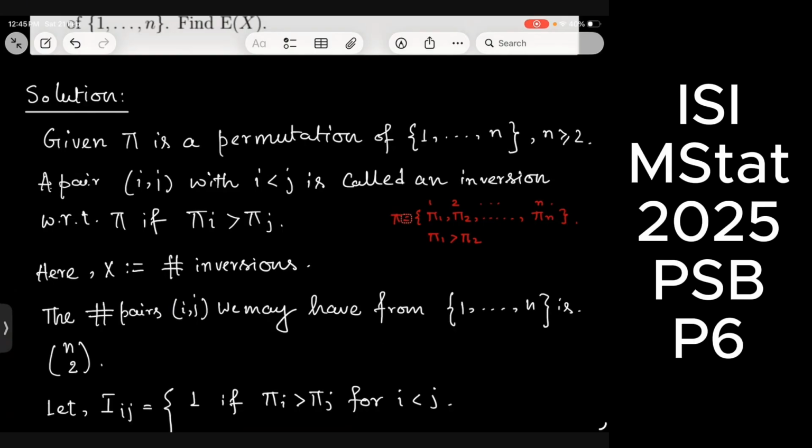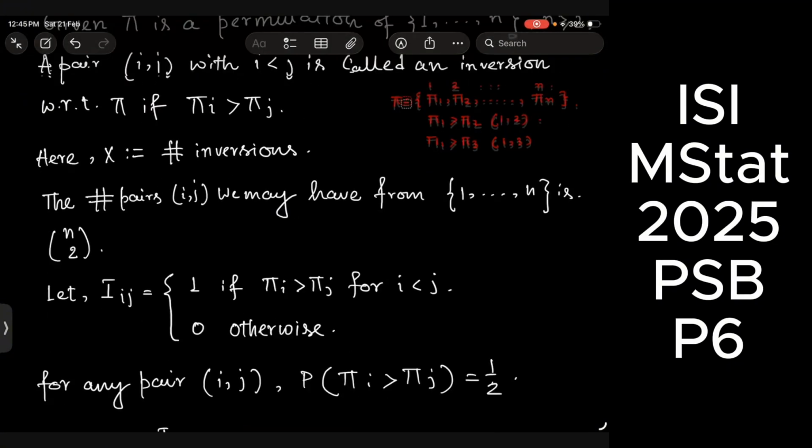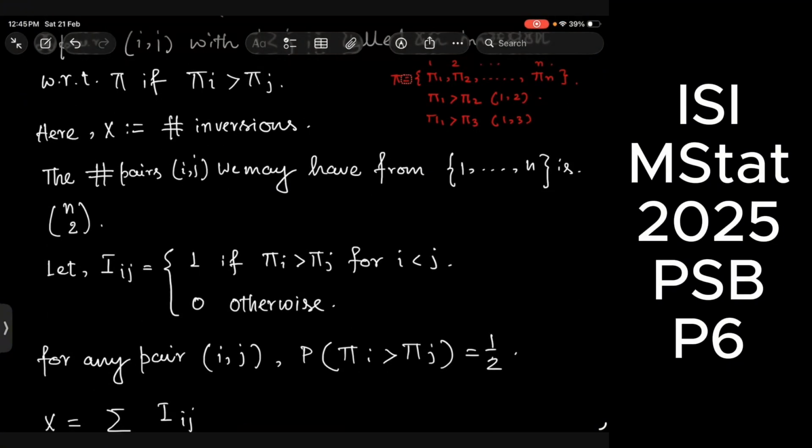So it can be 1, 3. If pi 1 is greater than pi 3, then it's also an inversion between 1, 3. Right? This is an inversion between 1, 2. Correct? So we are taking an indicator function which is 1 if pi I is greater than pi j for I less than j, as I have told over here, and 0 otherwise.